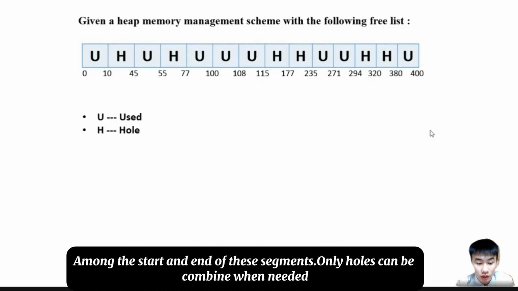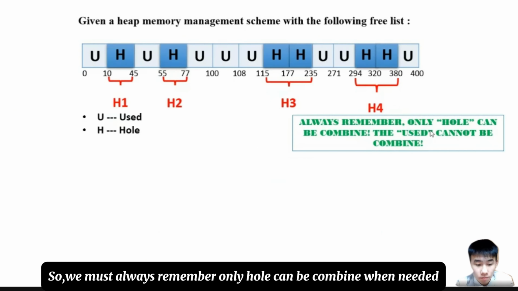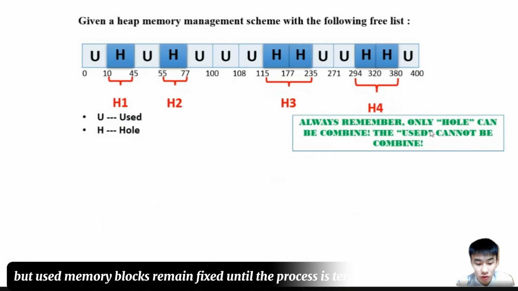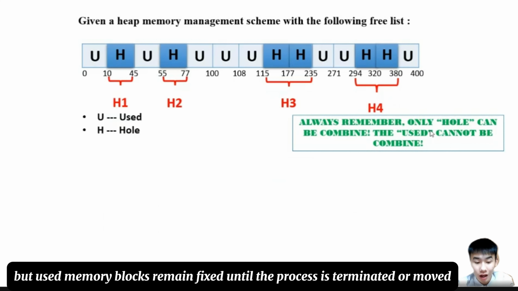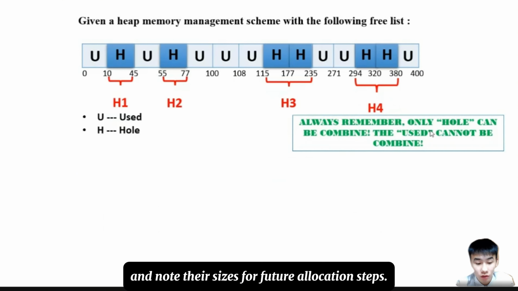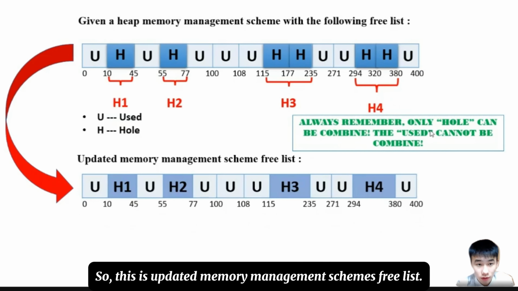Only holes can be combined when needed. So we must always remember, only holes can be combined when needed, meaning two free spaces next to each other can merge, but user memory blocks remain fixed until the process is terminated or moved. So we need to identify the available holes like H1, H2, H3, and H4, and note their size for future allocation steps. So this is the updated memory management scheme.